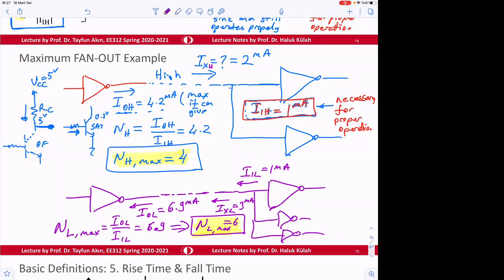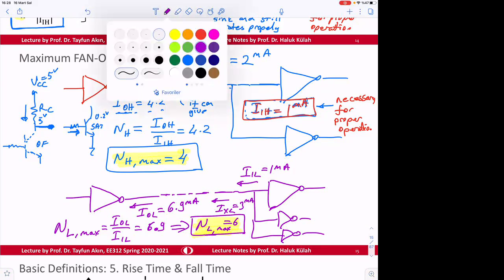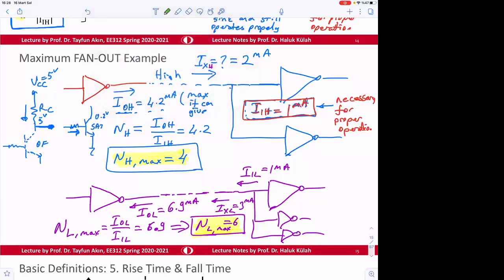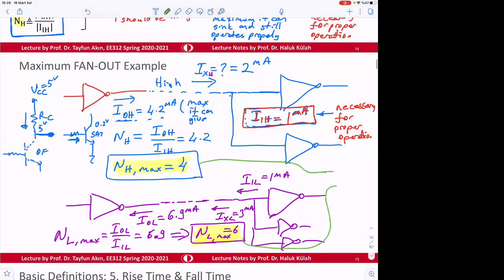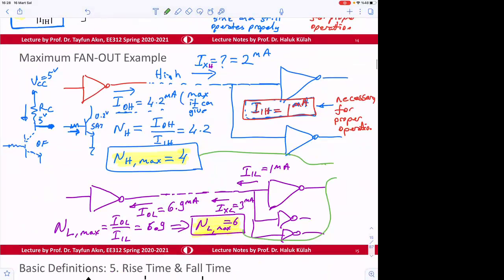Therefore, this is noise margin high max. This is noise margin low max. Therefore, let me do it maybe with different color again, so it will be easier to follow. From here and here, we will take the maximum of it. And then we say that maximum fan out, N max. What is N max? 6. No. 4. 4. Minimum.